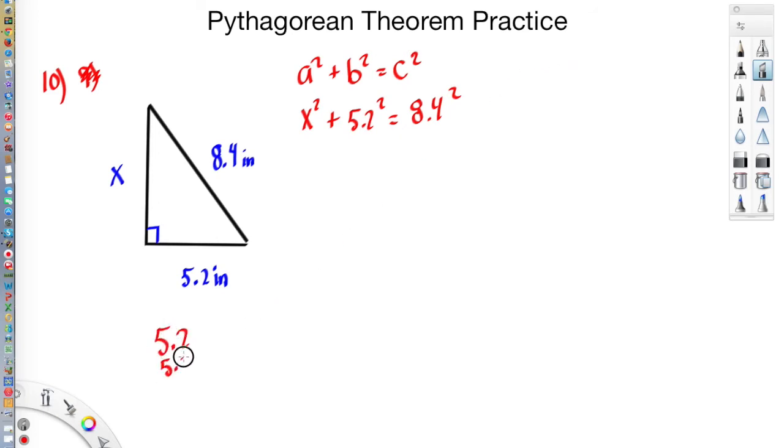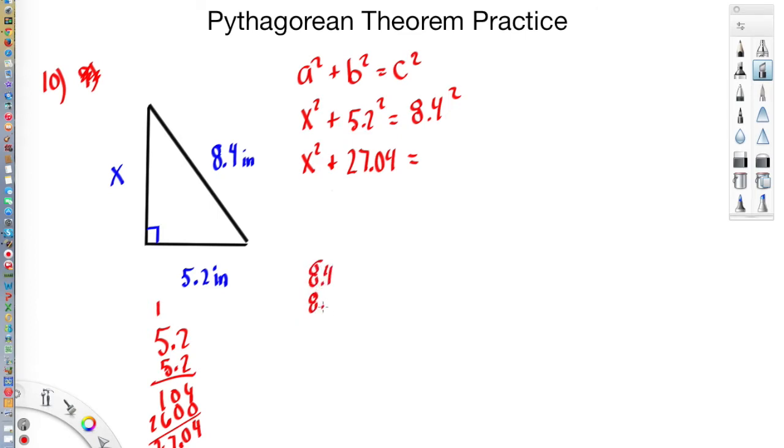5.2 times 5.2. 2 times 2 is 4. 2 times 5 is 10. Put a 0 there as a placeholder. 5 times 2 is 10. Carry the 1. 5 times 5 is 25. Plus 1 is 26. So this is x to the second power plus 5.2 times 5.2 is going to be 27 and 4 hundredths. Oops, right there.